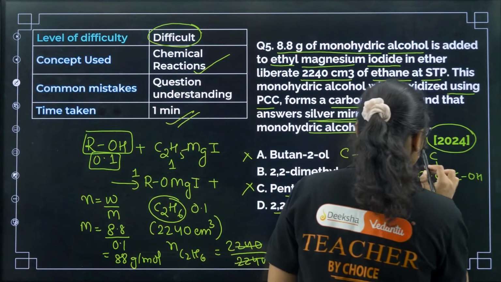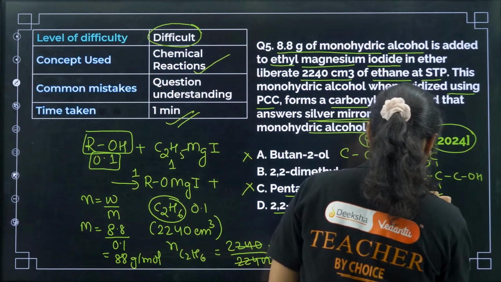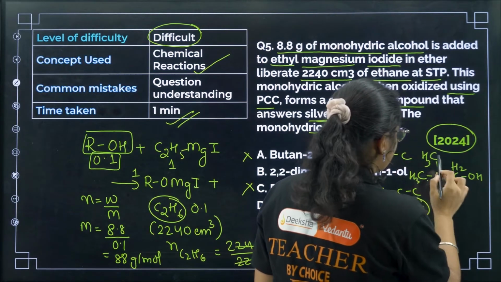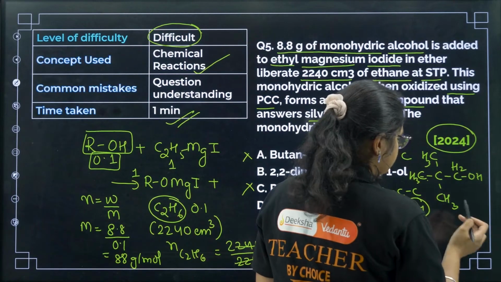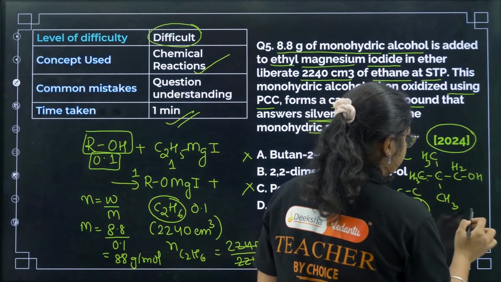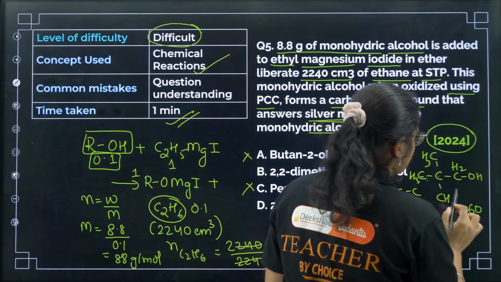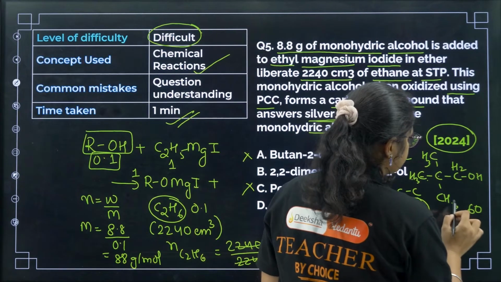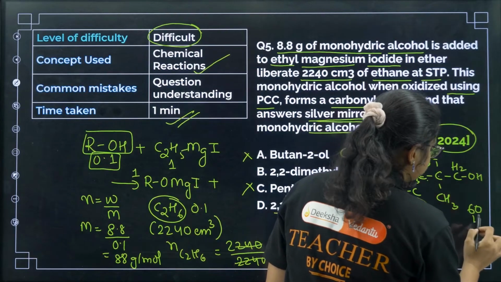Now if you see here, I have the formula like this. So we have 1, 2, 3, 4, 5 carbons. 12 fives, I have 60. Then if you see hydrogen, 3, 3, 3. So there are 9 hydrogens, 10, 11, 12.